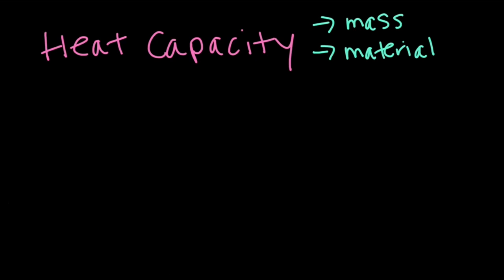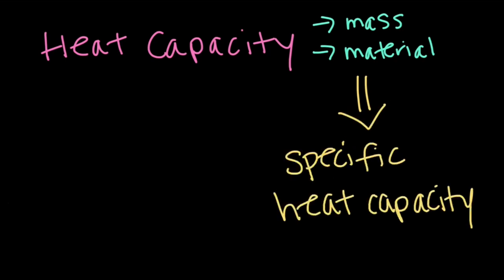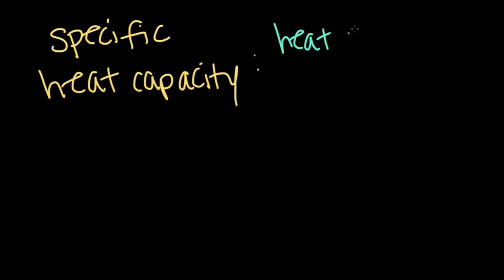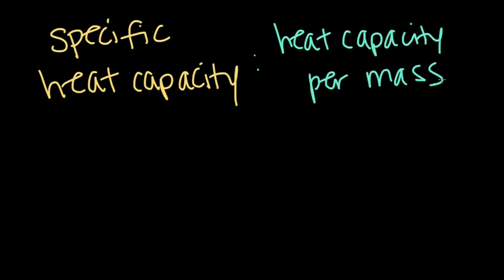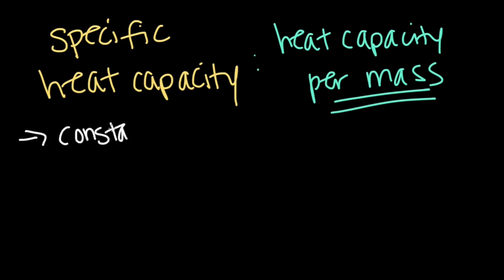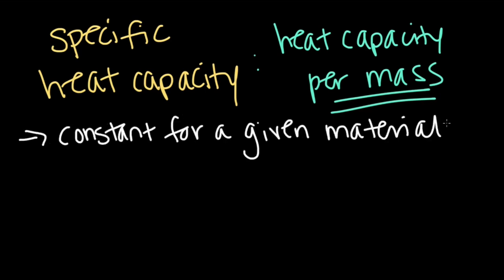So we know that the heat capacity of an object or system depends on both the mass and the material it is made of. We can actually combine these then into something called specific heat capacity. Now, the specific heat capacity is just the heat capacity per mass. This means that the specific heat capacity is independent of the mass of the system because we're measuring it per mass. Therefore, this is constant for a given material. This means it will take the same amount of energy to raise the temperature of 1 kilogram of any given material, but then for a different material, it will take a different amount of energy.